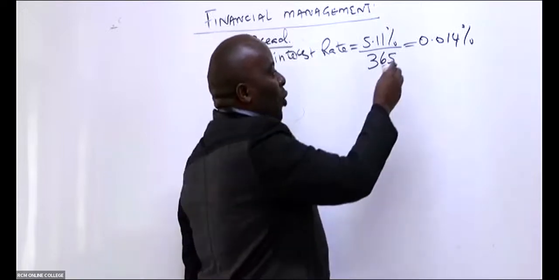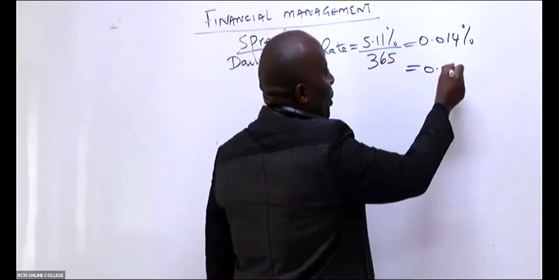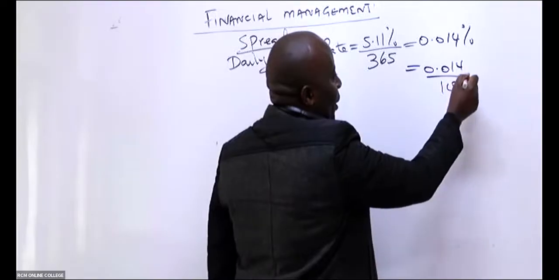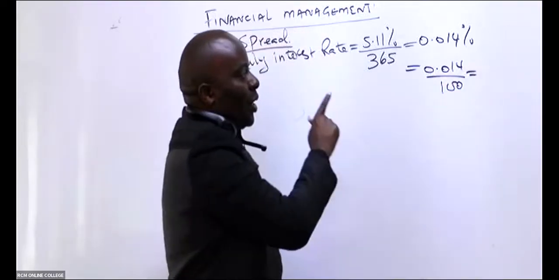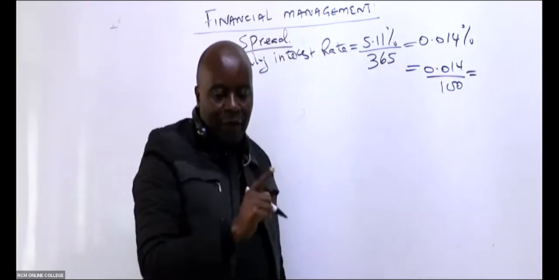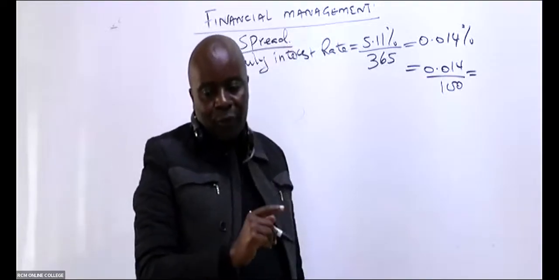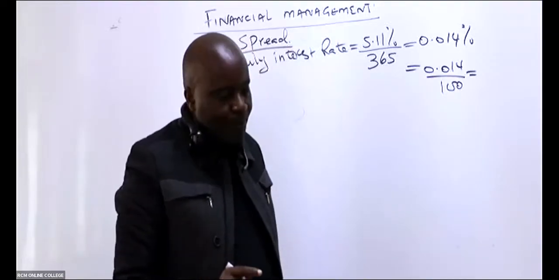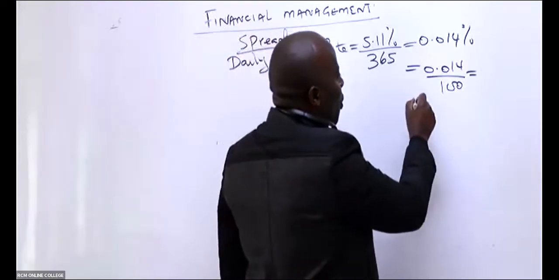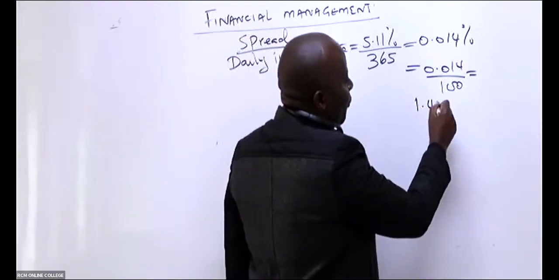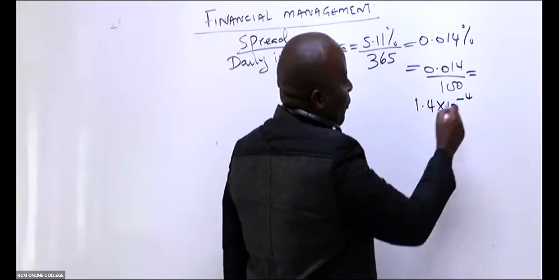So you go to your calculator and you say 0.014 divided by 100. Can somebody in this case do this? Tell me what figure are we getting? I'm so sure in standard form, they must be giving you 1.4 times 10 raised to negative 4.